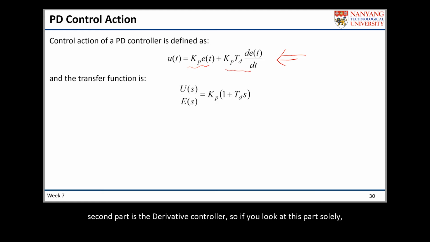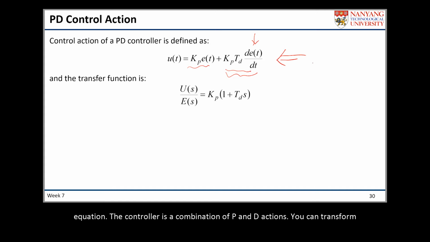If you look at this part solely, the relationship between U and E is represented by derivative action here. This is why we call it a derivative controller. But for a certain reason that I will discuss later, derivative action will never run alone. It will always be combined with a proportional controller. That's why I put it in this equation.